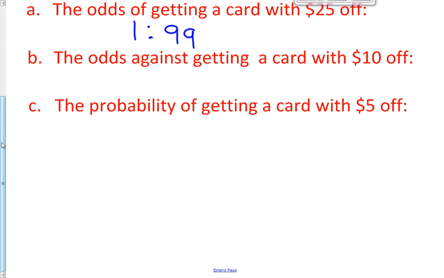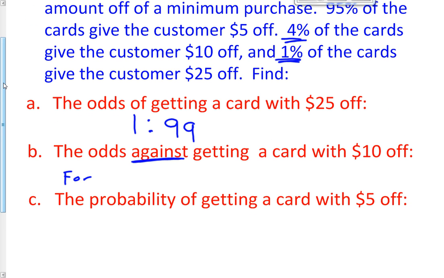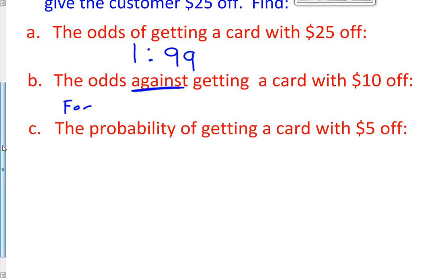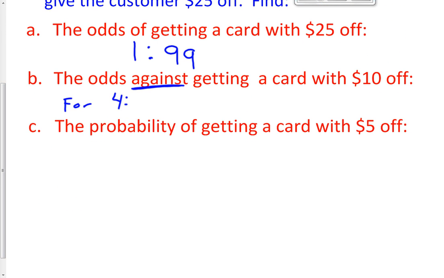For letter B, what are the odds against getting a card with $10 off? So here's a big word here, against. If I were to write the odds for getting $10 off, how many people get $10 off? 4% of the cards give customers $10 off. So the odds for would be 4% versus the other 96 that don't get it. However, that's the odds for. We want the odds against. So that means there's going to be 96 failures and 4 successes.